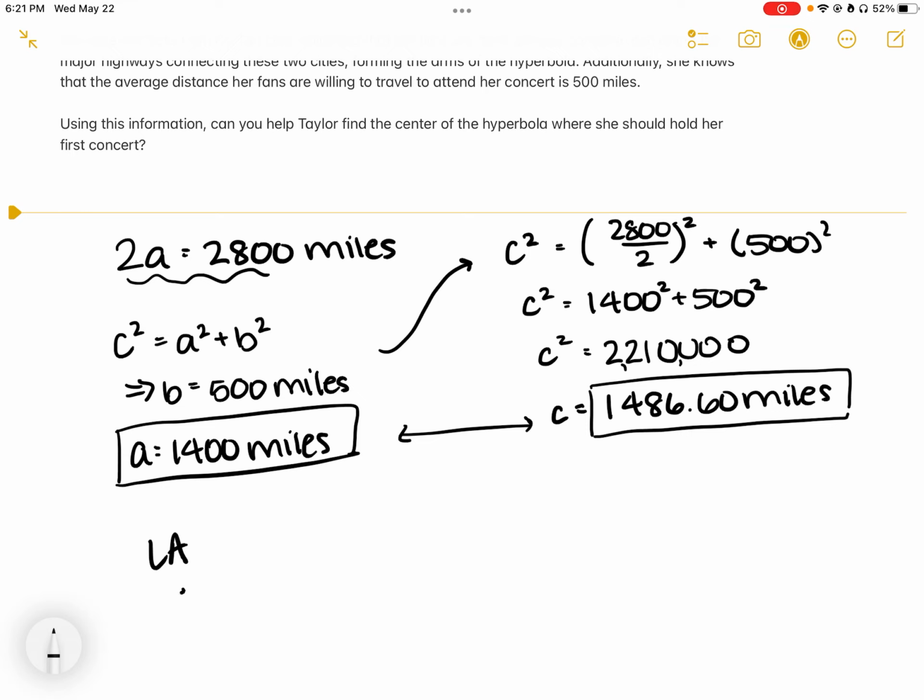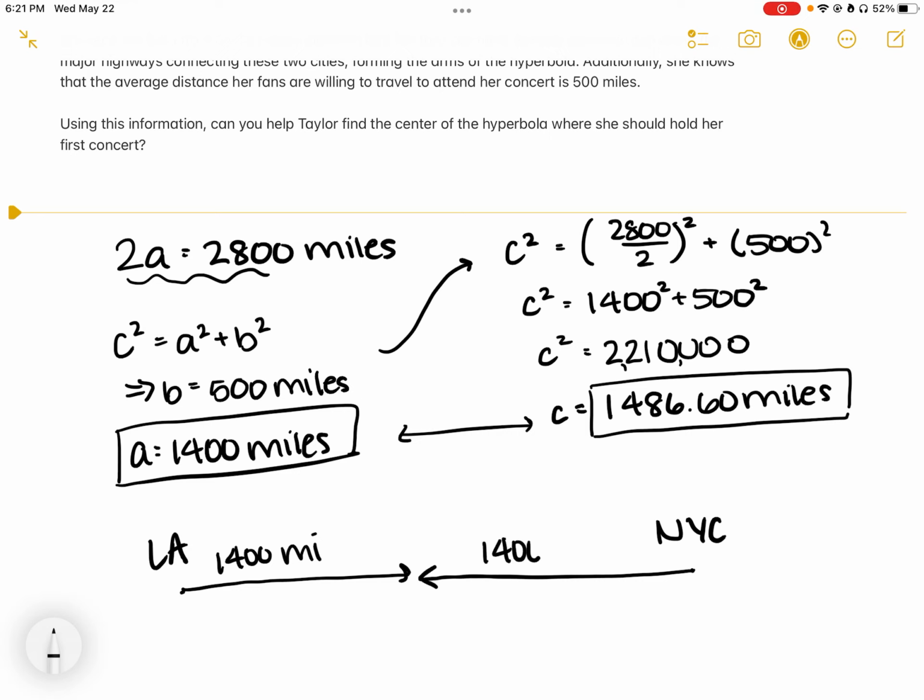So this is LA and this is New York. I'm going to go here, 1,400 miles. And we're going to go here, 1,400 miles. And this right here is the site of Taylor Swift's next concert.